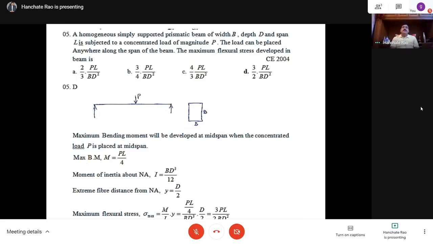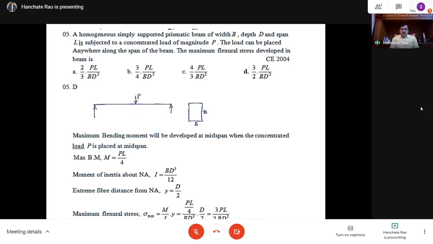A homogeneous, simply supported prismatic beam of width B, depth D, and span L is subjected to a concentrated load of magnitude P. The load can be placed anywhere along the span of the beam. The maximum flexural stress developed in the beam is. So it is a homogeneous beam. We always assume that it is a homogeneous, simply supported prismatic beam. The cross section he has given is width equal to B, depth equal to D. It's a rectangular cross section.